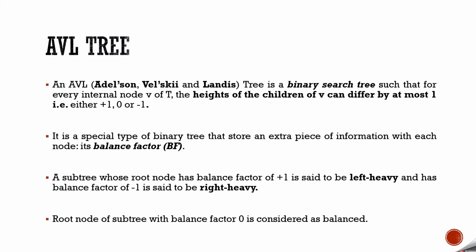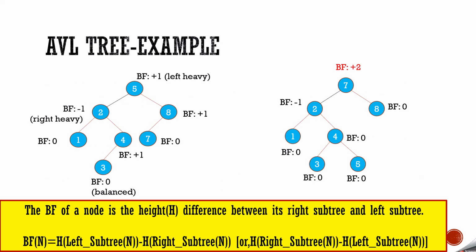If a particular node has balancing factor +1, we call it a left heavy tree, and if it is -1, we call it a right heavy tree. It means if it is +1, the height of the left subtree is higher in comparison to the right subtree of that particular node, and similarly in the case of right heavy. And if the value of the balancing factor is 0, then we say this particular subtree is perfectly balanced. Now you see an example.